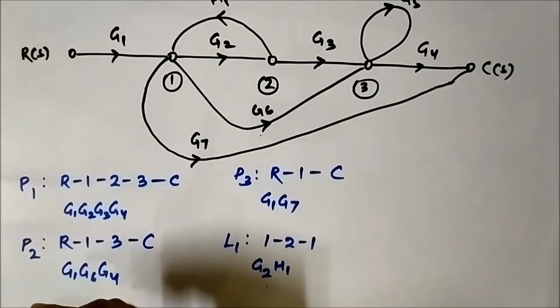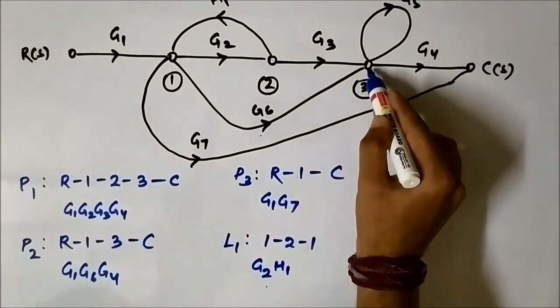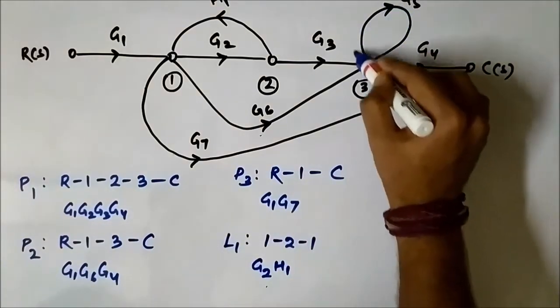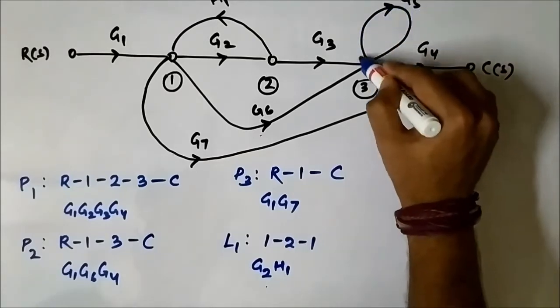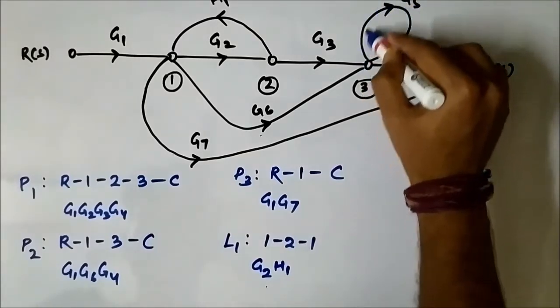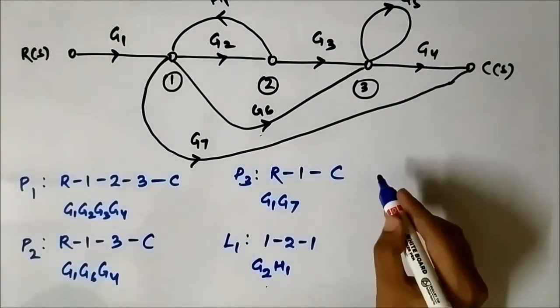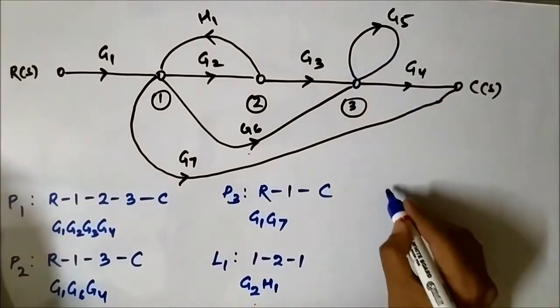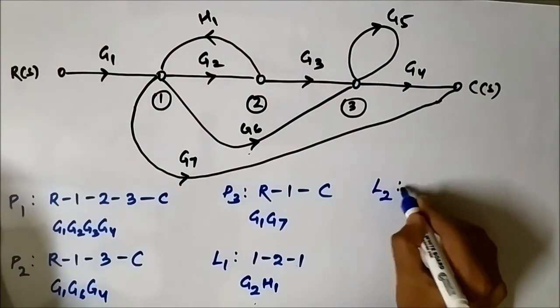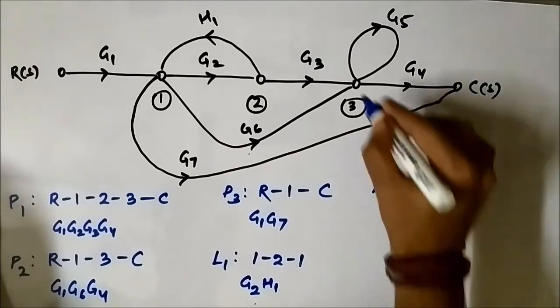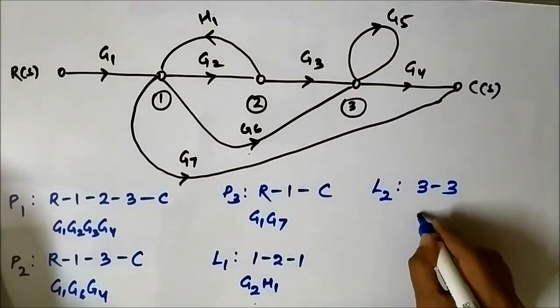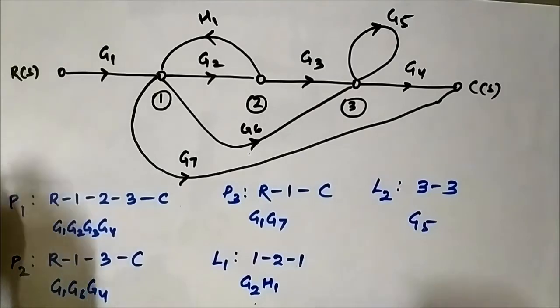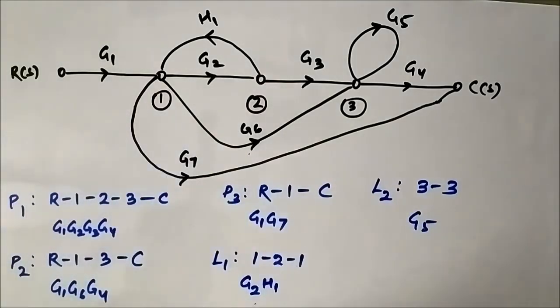Another loop, yes, look at node number 3. It is a closed path involving only one branch. It starts at node 3 and also ends at node 3. So loop 2 is 3 to 3 only, it starts and ends at 3, and the gain is only G5. Any other loops? No, there is no other loop. So it has 3 paths and 2 loops.